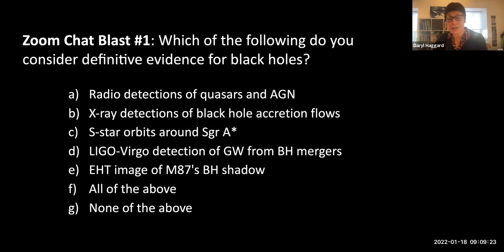Radio detections of quasars and AGN. This science really started in the 70s when people started to use radio telescopes to look at supermassive black holes at the hearts of galaxies. X-ray detections of black hole accretion flows. The S-star orbits, those star orbits I just showed you from that wonderful UCLA Galactic Center long-term monitoring campaign around Sag A star. The LIGO Virgo detection of gravitational waves from black hole mergers. The Event Horizon Telescope's beautiful image of M87's black hole shadow. All of the above, none of the above.